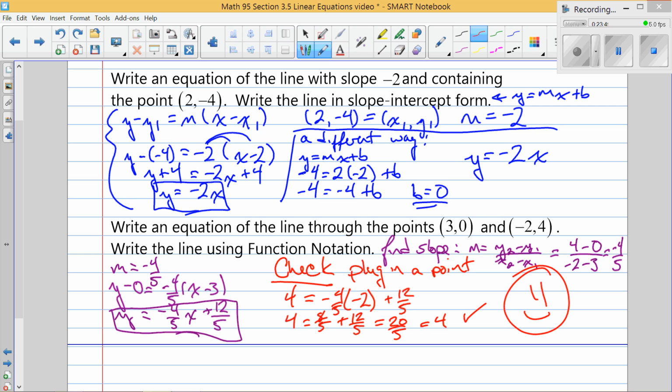That's the first several objectives of this section. I'm going to take a break, and I will start up another video to cover the last few objectives.